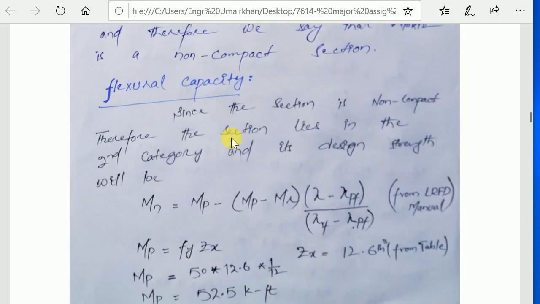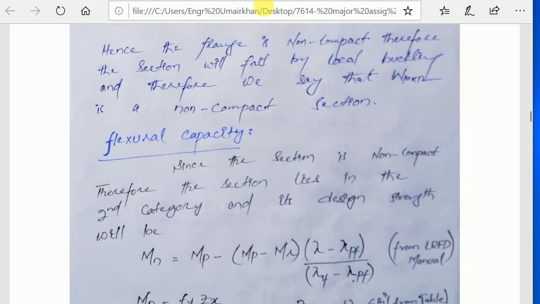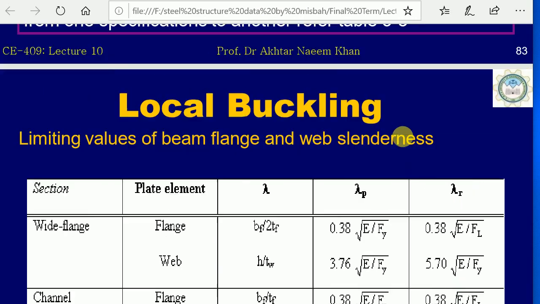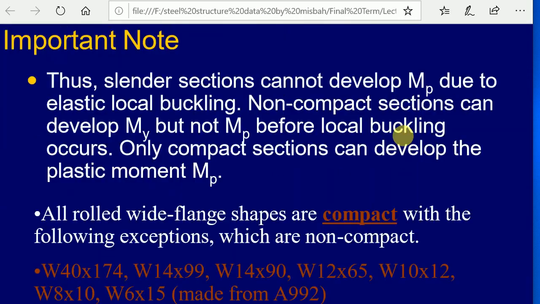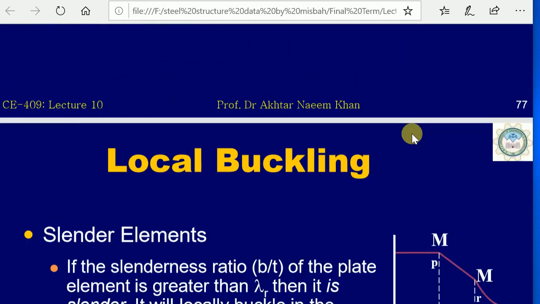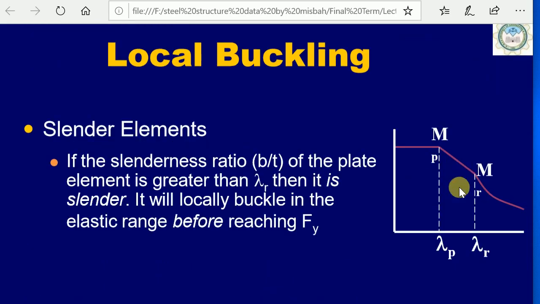Now to find out the flexural capacity: as the section is non-compact, the section lies in the second zone, that is the inelastic zone. When a section is non-compact, you have to calculate the strength of that section by using this formula. Now what is this formula and what are the terms?